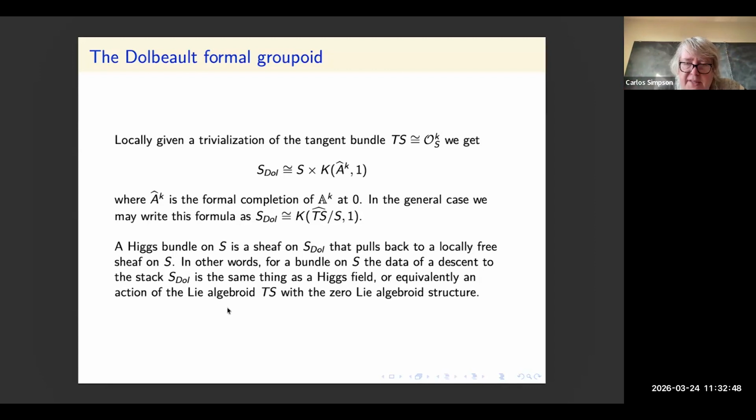And now a Higgs bundle on S is the same thing as a sheaf on the Dolbeault stack that pulls back to a locally free sheaf on S. In other words, it's a bundle on S together with an action of the Lie algebroid, the tangent space, with the zero Lie algebroid structure. It just means that all the different actions of the tangent vectors have to commute with each other, and that's exactly a Higgs field.